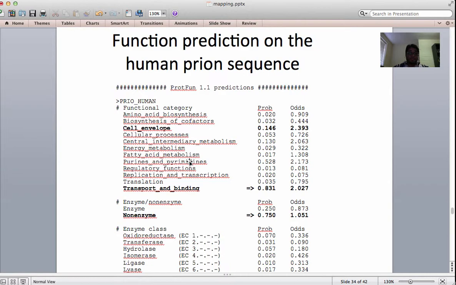For example, it will predict whether a protein is an enzyme or non-enzyme, and then it will show you the results, the probability score, and also the odds score, and whether it is transport or binding, whether it is present in the cellular envelope, or whether it binds pyrimidines or purines or not. Since it's a non-enzyme, it doesn't have any enzyme class here.